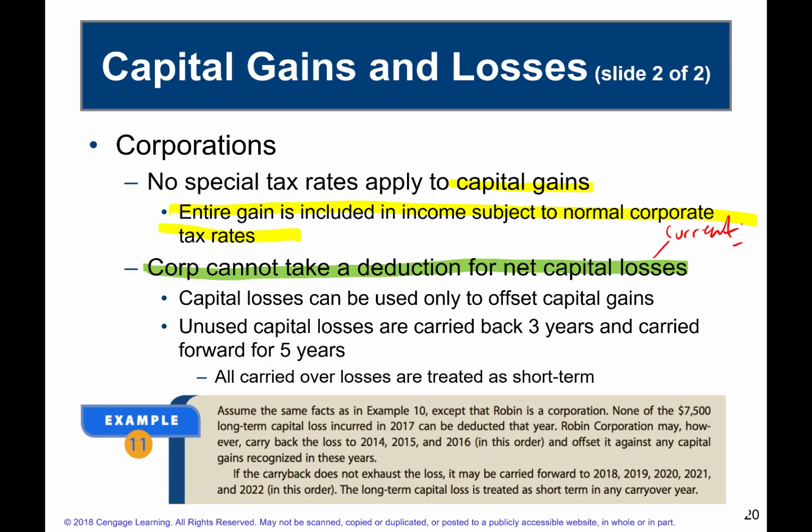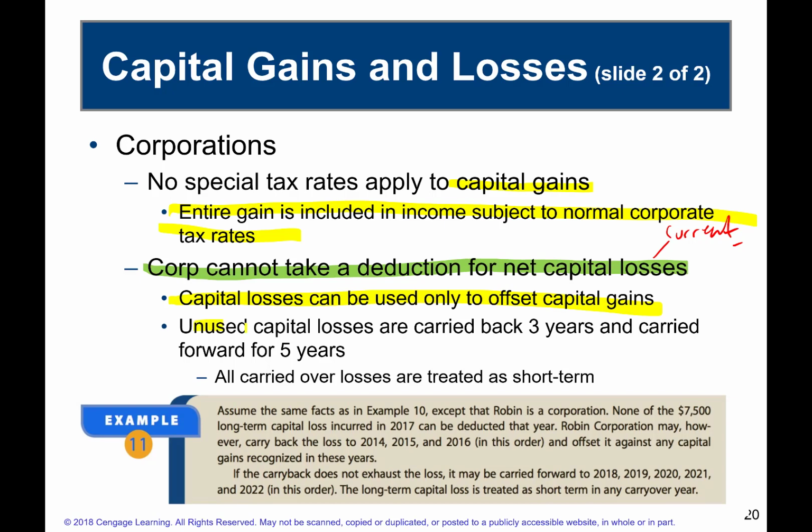It's either going to go back or it's going to go forward. But you don't take it in the current year. Okay, so capital losses can be used to offset capital gains. That you can do in the current year. But if you have a net capital loss, you cannot take that in this year. You could either carry it back or carry it forward.